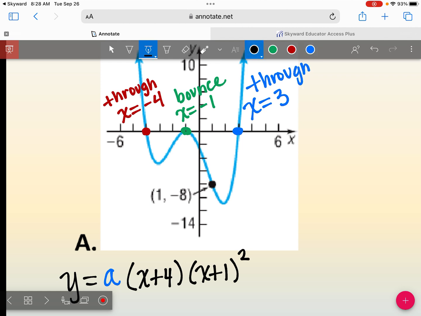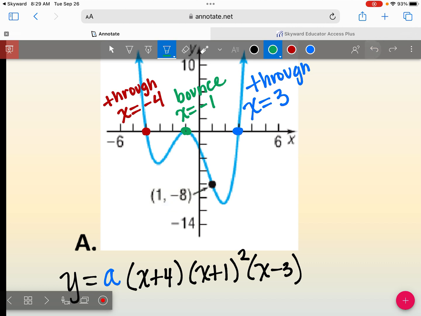So that is just going to be an x minus 3. We don't have to square it. So now we need to find A. To find A, that's why they give us this point right here. We're simply going to substitute that into our equation.